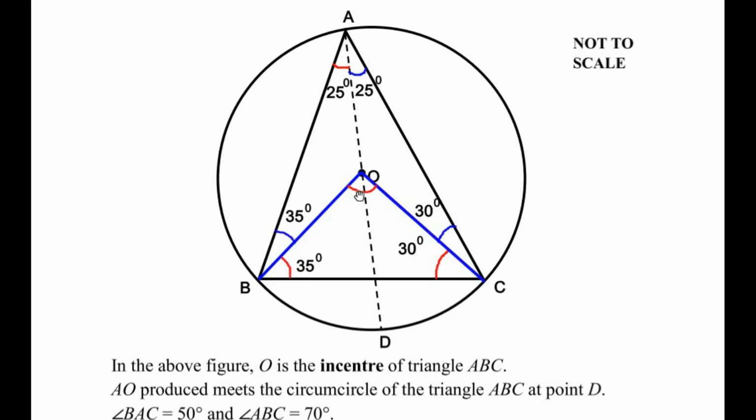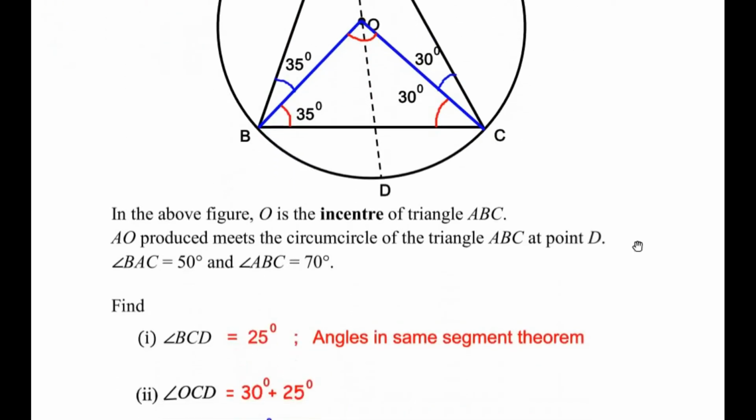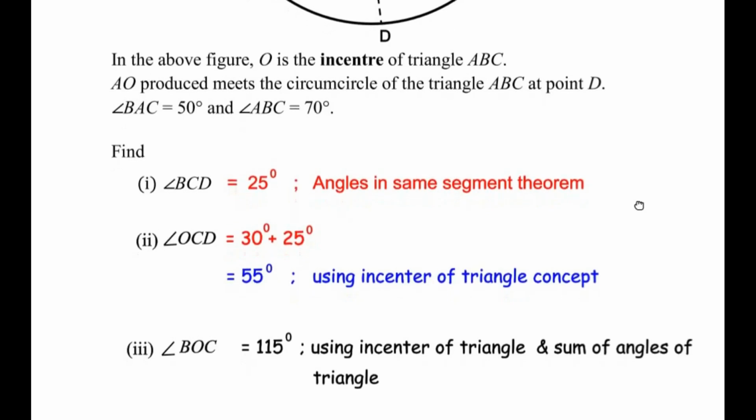Now let us consider the triangle BOC. So now again, by using the angle sum property of a triangle, we can find out the value of angle O as 180 degree minus 35 degree and minus 30 degree, that is angle B and angle C from the triangle OBC. So here we get the value of angle O as 115 degree. So here we have written the value of angle BOC as 115 degree, that is by using the incenter of triangle and sum of angles of triangle concept.